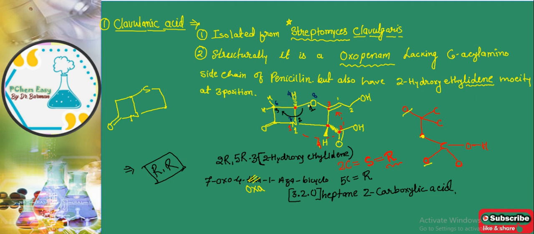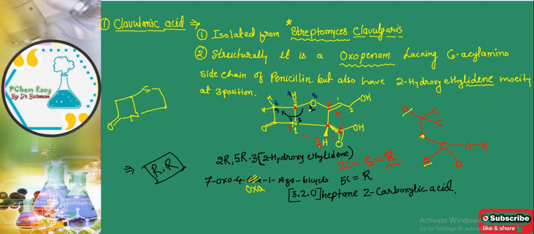So what we will have to do now is assign the priority. Oxygen will get first priority because it has atomic number 8. Nitrogen second, 7, carbon 6. So it will get priority 3. And the hydrogen, as I told you, whenever you see hydrogen, just give it 4.